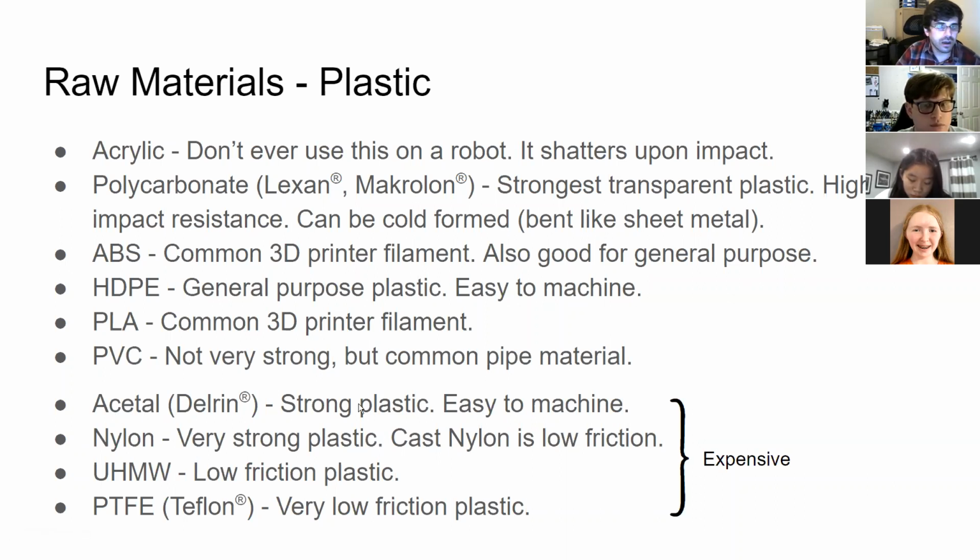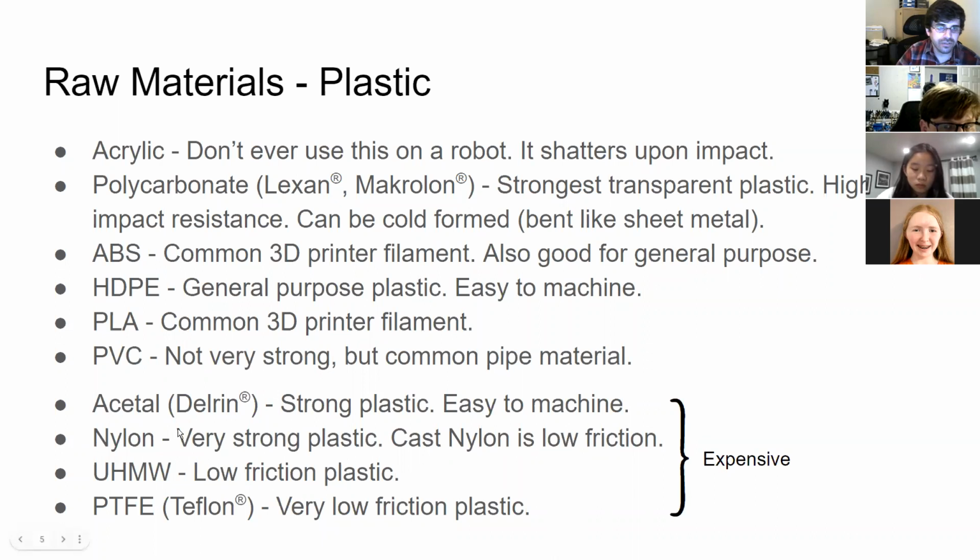Acetyl Delrin. So acetyl is the material name. Delrin's a brand name. It's very strong. It has very good material properties. It's like ABS on steroids. It's easy to machine. It's pretty low friction. It's really pretty nice all the way around. If we were to design a part that we had to machine out of a block of material for some reason, we'd probably buy a chunk of Delrin.